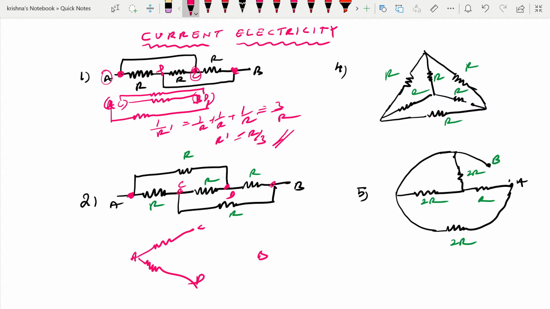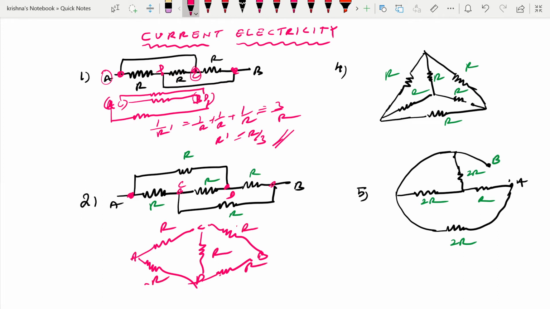Then we can write here, in between C and B, one more resistance is there. In between D and B, one more resistance is there, and in between C and D, another resistance. In that sense, P by Q equal to R by S. All are equal resistance, R.